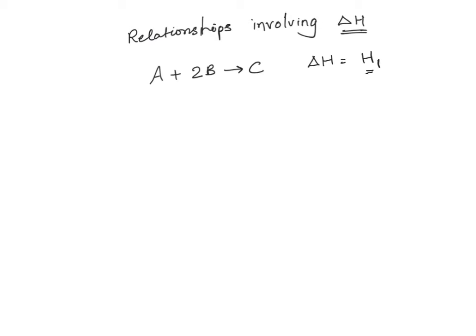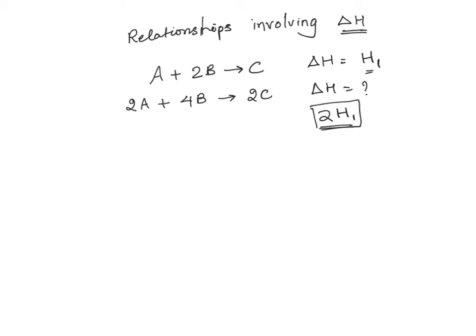If we multiply this entire reaction by 2, meaning 2A plus 4B yields 2C, what will be the delta H for this one? Delta H for this reaction will be 2 times H1, because when you multiply the reaction, you should also multiply the delta H.